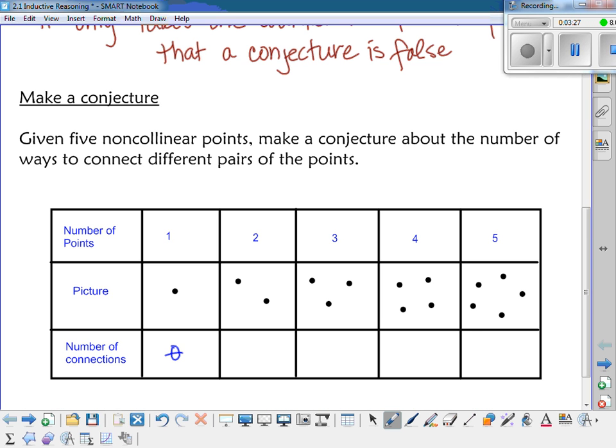In the column of 2, I can connect it just 1 time, so there is 1 connection. If I have 3 points, I can connect it 1, 2, 3 times, so there are 3 connections. When I have 4 points, there's 1, 2, 3, 4, 5, 6. So I have 6 connections.